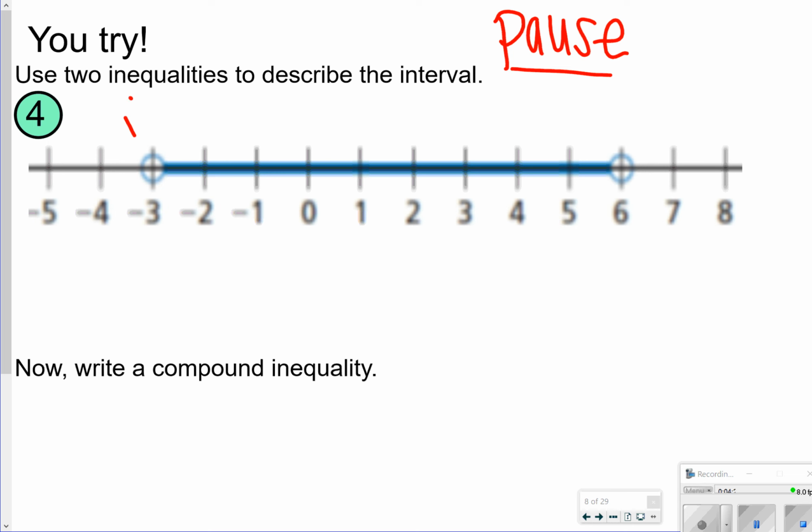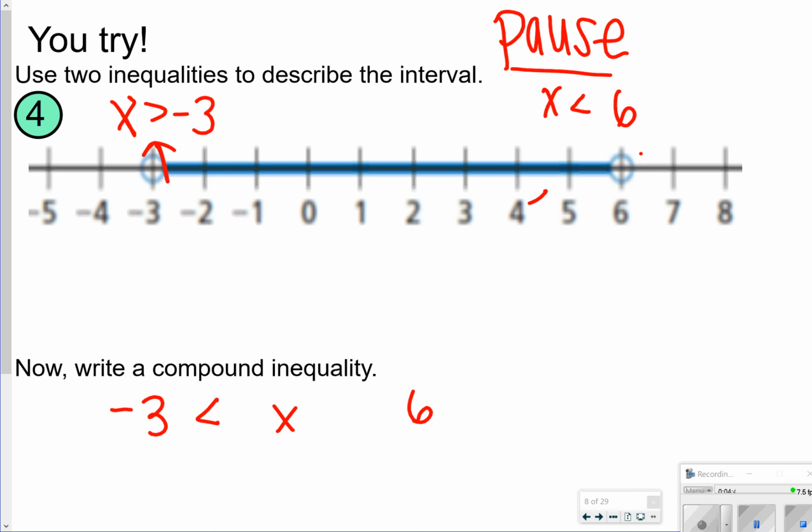Alright, so we have x is greater than -3, and this one x is less than 6. So my inequality, I'll start with -3. The inequality symbol is facing the x still, and then over here the inequality symbol is facing the 6. So -3 is less than x, which is less than 6.